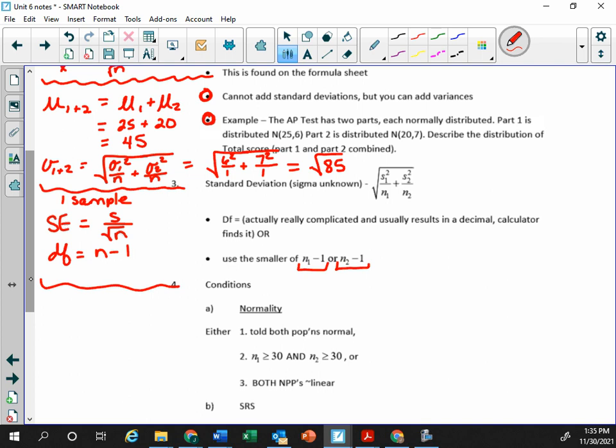So again, your calculator now, when you're dealing with two populations, will tell you degrees of freedom. Or if you must pick a number for it, whichever sample size is smaller, you use the degrees of freedom from that. Okay.